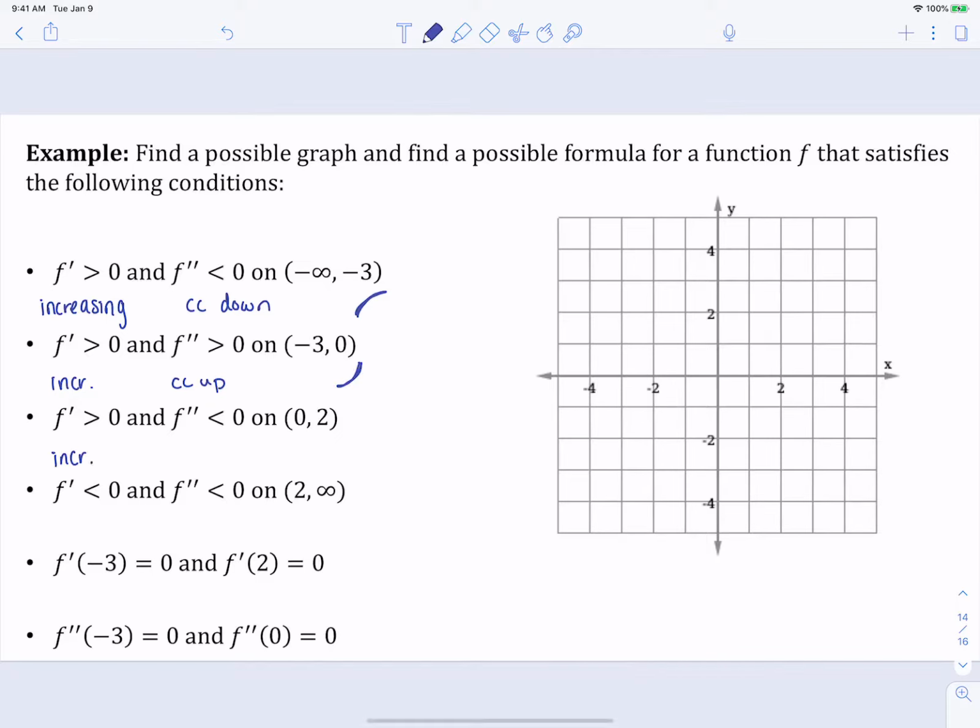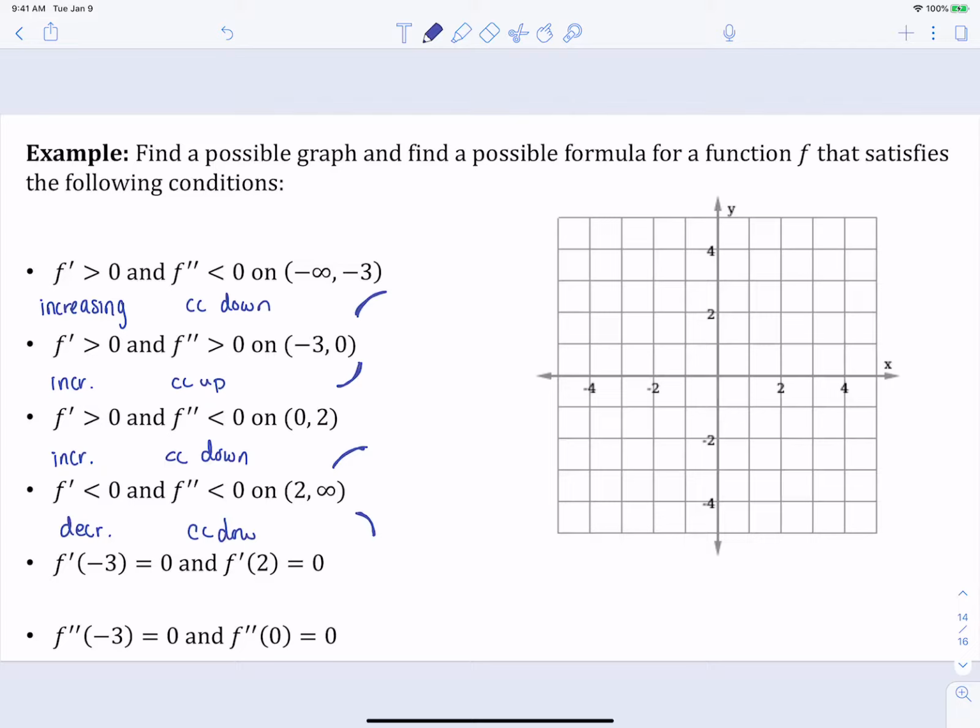We're still increasing from 0 to 2, but now we're concave down again. Sorry, handwriting is so bad today. And so our graph is going to look back like that. And then from 2 to infinity, we're finally decreasing, and we're concave down. So our graph is going to look something like that. All right, so we've got those four pieces of our function there.